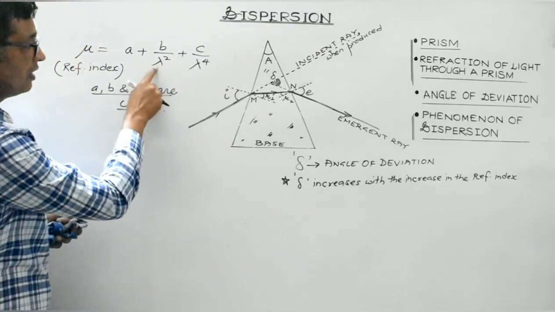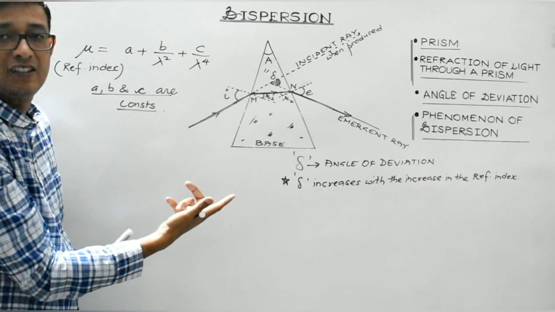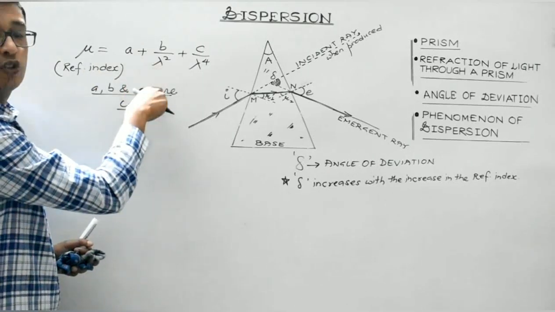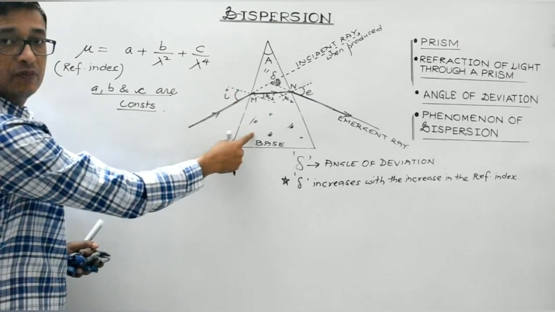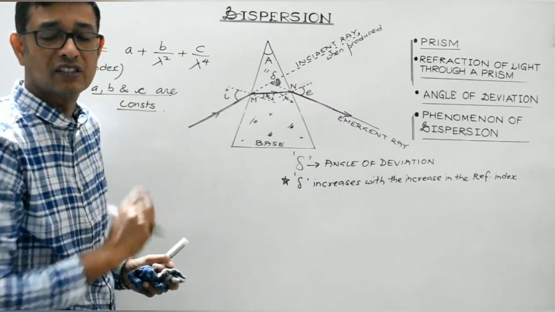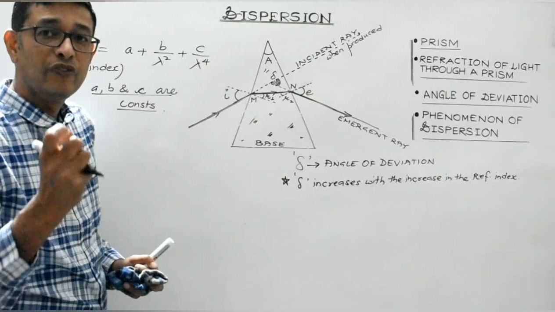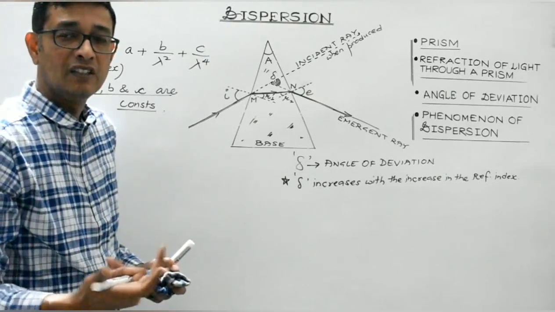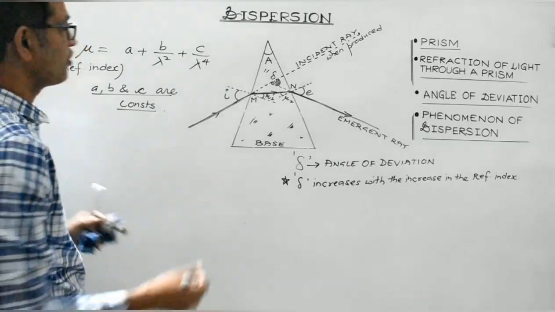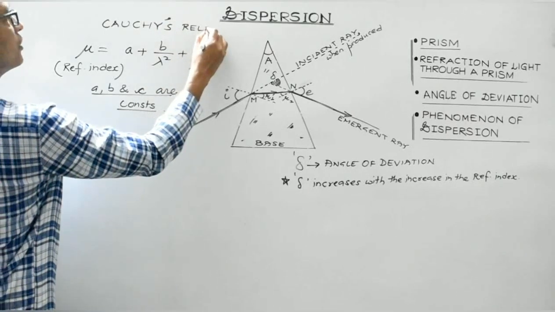So for red color, the wavelength is different. Accordingly, the same glass will have different refractive index for different colors. For red light, the prism will offer a particular value of refractive index. For blue or orange or violet color, the same material of the prism will have a different refractive index for that particular color. So we have discussed that the refractive index of a medium depends upon the wavelength. For different colors or different wavelengths, the refractive index of a given material is different as per this relationship. It is also known as Cauchy's relation.